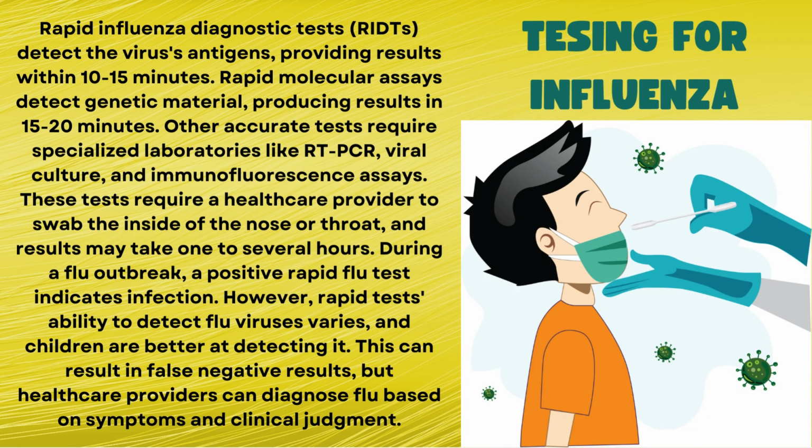Testing for influenza. Rapid influenza diagnostic tests, RIDTs, detect the virus's antigens, providing results within 10 to 15 minutes. Rapid molecular assays detect genetic material, producing results in 15 to 20 minutes. Other accurate tests require specialized laboratories like RT-PCR, viral culture, and immunofluorescence assays.